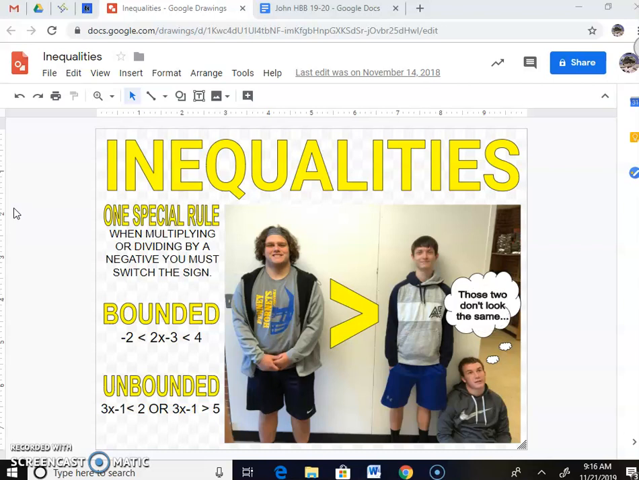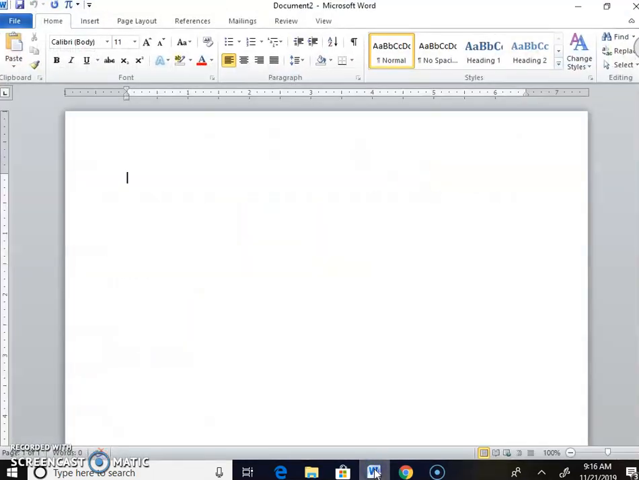So if we have two problems that are not equal to each other, two expressions that are not equal, you guys are going to be dealing with an inequality sign. Okay, we've got greater than signs, less than signs, greater than or equal to signs and less than or equal to signs. And when we solve inequalities, you're going to solve just like normal. But there is one special rule: when you multiply or divide by a negative, you must switch or flip your inequality sign. So flip to the back real quick, and we're going to work out one quick example.